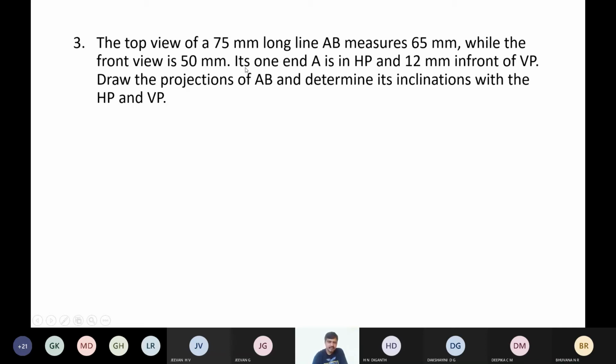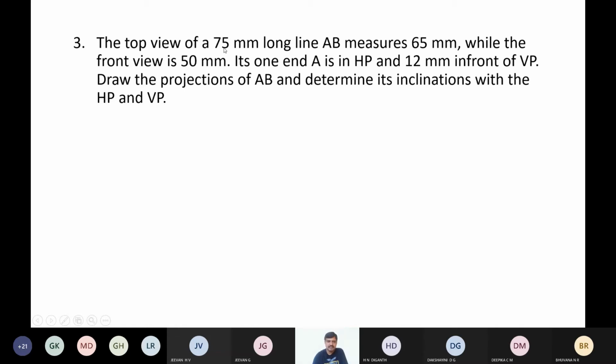Next, one end A is in HP. A is in HP means how much from HP? Is it 0 mm or more than that? In HP means it is on HP, that means 0 mm. Next, 12 mm in front of VP. Draw the projections of AB and determine its inclination with the HP and VP.